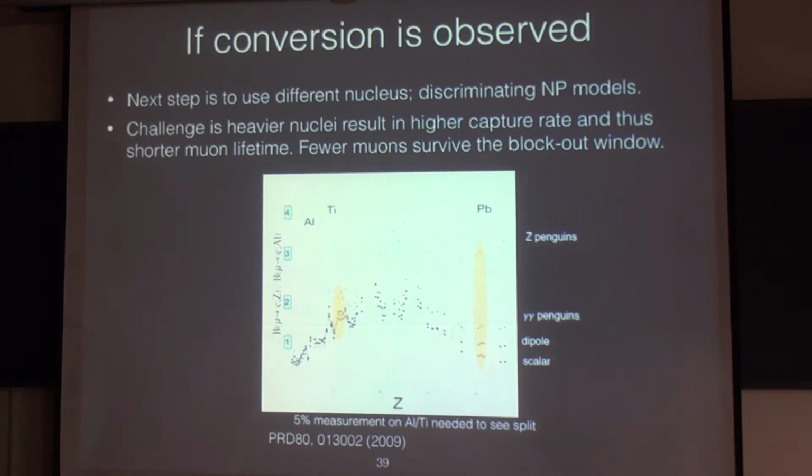Okay. Unfortunately, this plot is hard to see, but basically the idea is that you can calculate different new physics scenarios as a function of the Z of the nucleus, and they have different distributions. So with different targets, you look at the ratio and you can discriminate between new physics models. And one of the challenges is that a heavier nucleus would result in a higher capture rate, and so a shorter lifetime, so that fewer muons survive in the window.